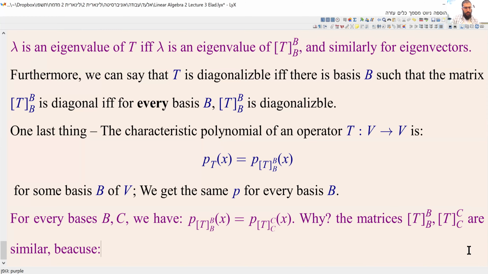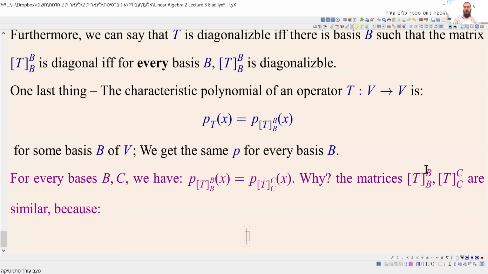How do we move from one representing matrix to the other? Do you remember? By the identity of C, right? Yes, we multiply it by the, in Hebrew it's called matritzat ma'avar. I don't know how you exactly say it in English.